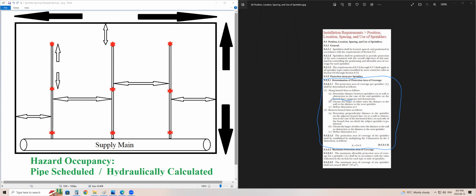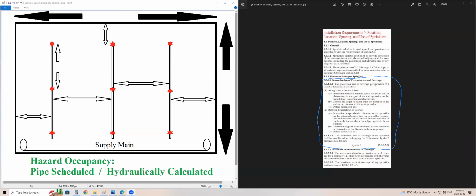Choose the larger of either twice the distance to the wall, or the distance to the next sprinkler. I just want to emphasize that. Define the dimension as S. So that's S right here.